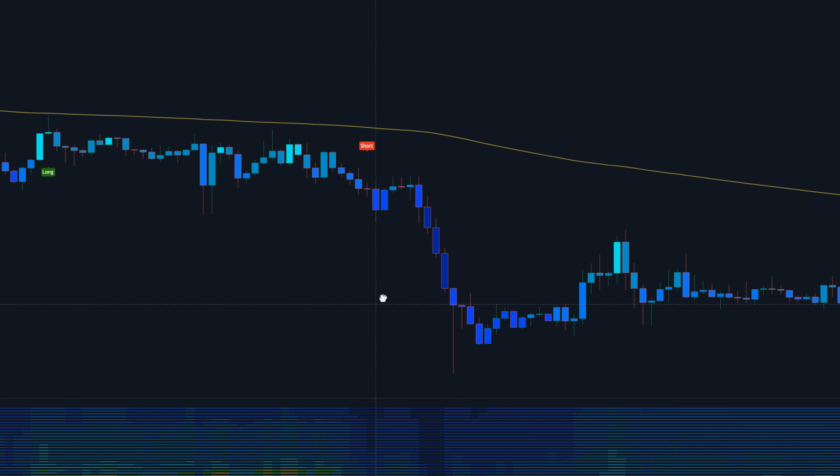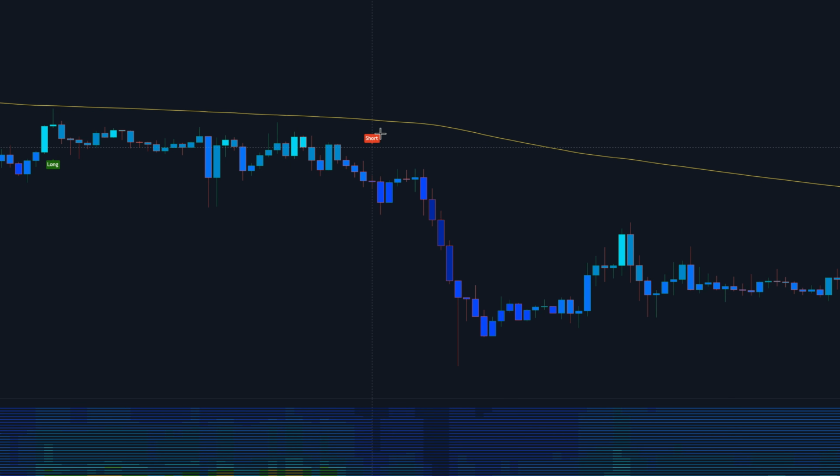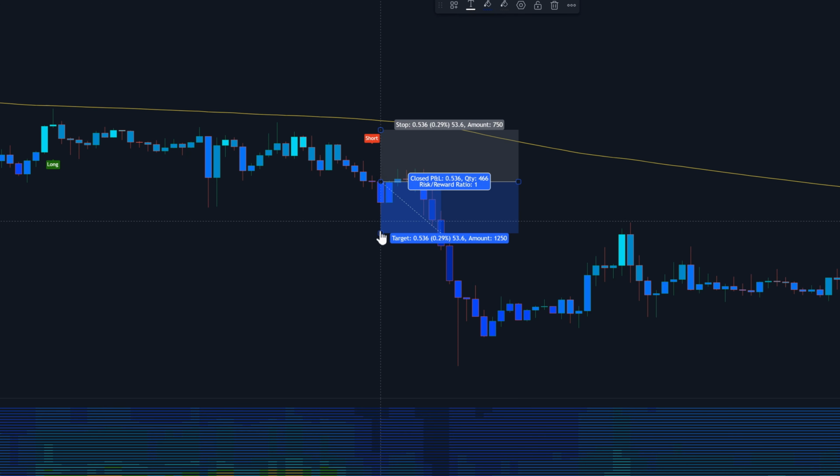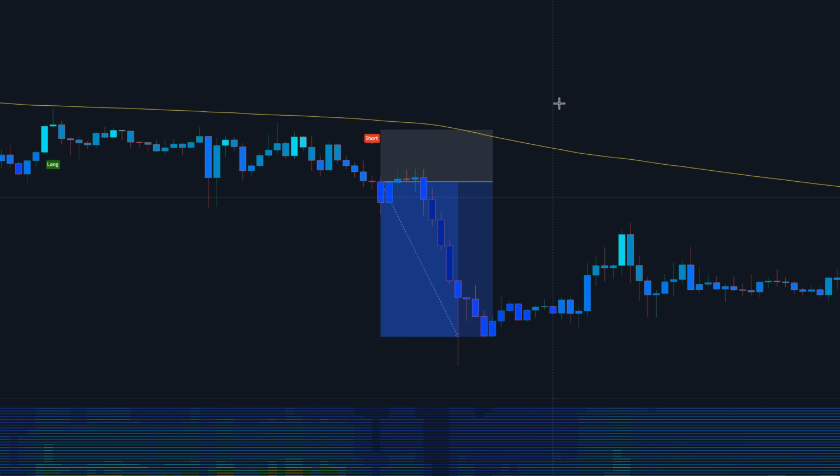And of course, to take a short position, you identify a short signal printed on a candle that is dark blue, like this. This indicates that the bearish momentum is high enough for us to take this short position. And as you can see, it was a profitable trade.